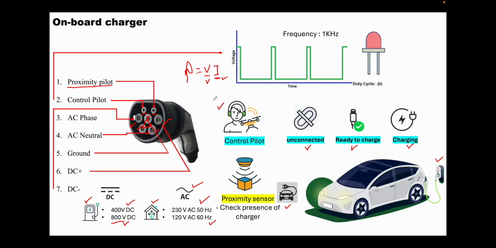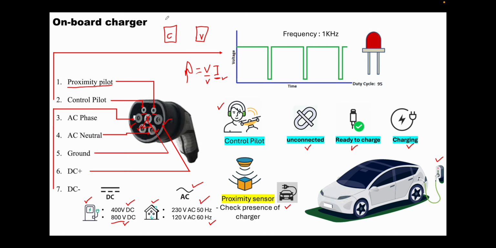Coming to the control pilot, one more functionality the control pilot has is the control of the current that is doing the charging for the electric vehicle. Suppose you connected the electric vehicle to the charger, then the current flow will not start immediately. There will be a communication that happens between the charger and the electric vehicle. So suppose this is the charger and this is the electric vehicle. Suppose my charger has the capability to carry a current of 6 amps and my vehicle has the capability to carry a current of 12 amps.